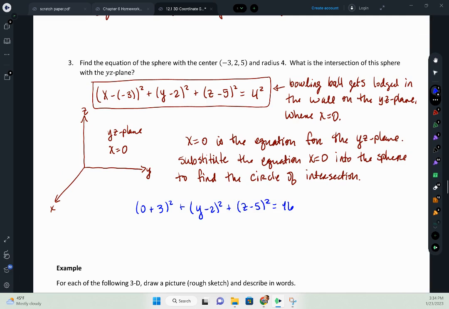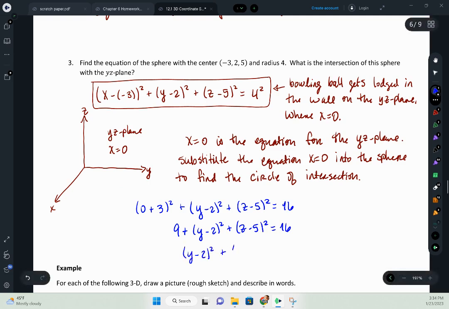Now the y and z stuff, I'm just going to leave that alone. There's nothing for me to do there. But that 0 plus 3 squared, that's just 9. Okay? So I have 9 plus y minus 2 all squared plus z minus 5 all squared is 16. Move the 9 over. That's going to give us the equation of the circle that we want. So we have y minus 2 all squared plus z minus 5 all squared is equal to 7.